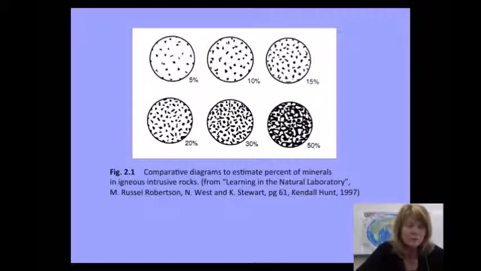This is especially true with intrusive igneous rocks, where we need to be able to identify at least some of the minerals that we're looking at. And then once we do that, we need to have a rough estimate of what percentage of the rock is made up of those minerals.